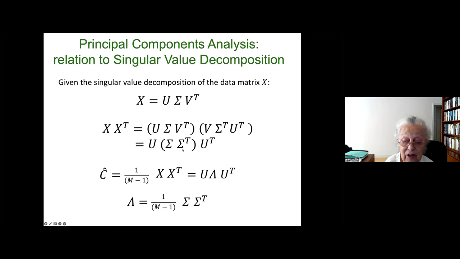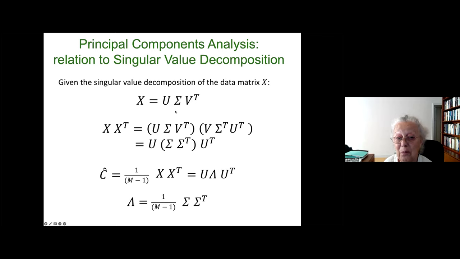The product of sigma and sigma transpose I'm going to call lambda, actually after I normalize by N minus one, because I can now construct the covariance matrix. The covariance matrix was X X transpose divided by N minus one. And now this covariance matrix can be written as U lambda U transpose, where lambda is essentially sigma squared. So this now becomes a principal component analysis.